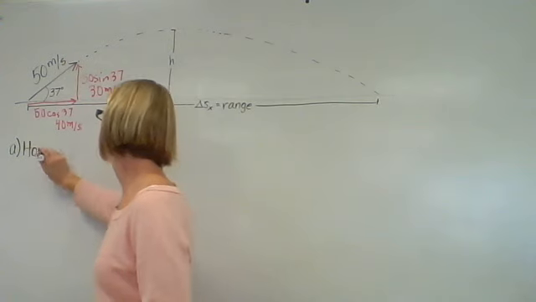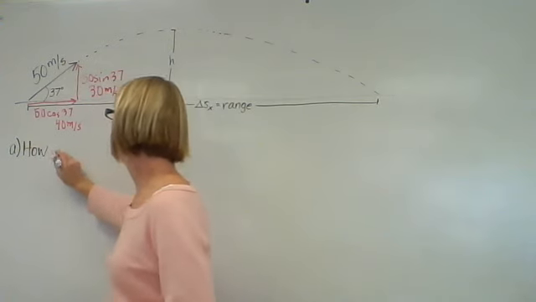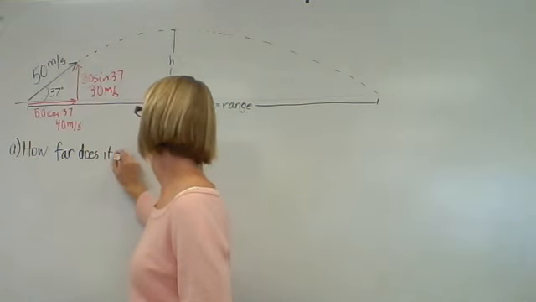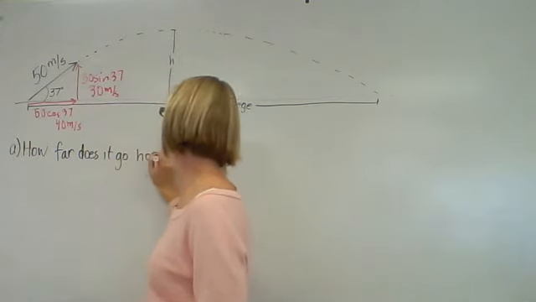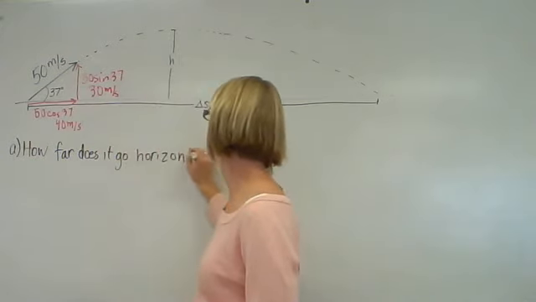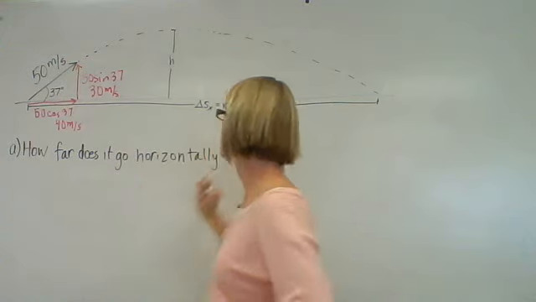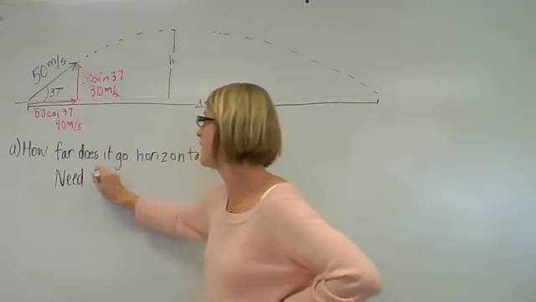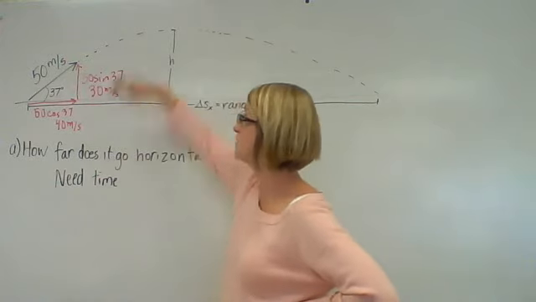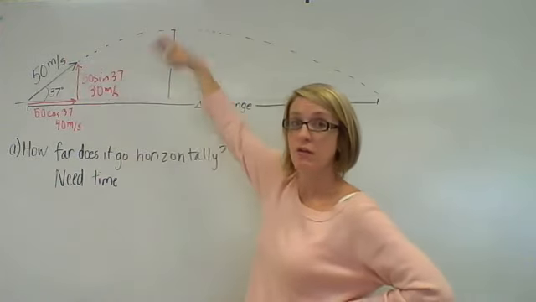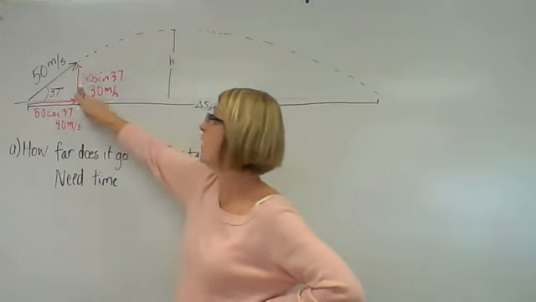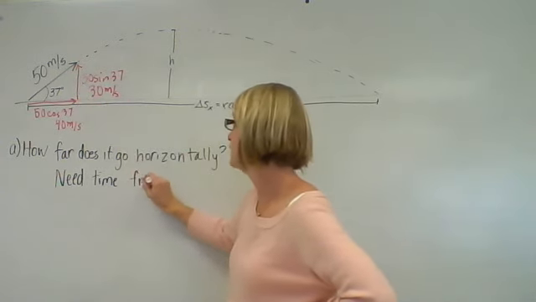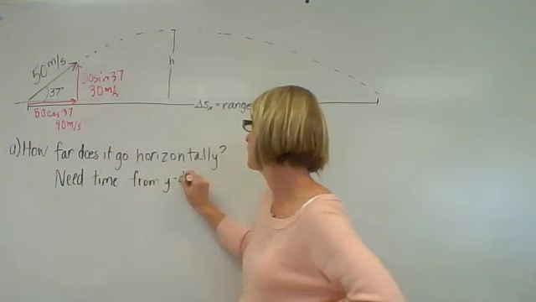So B is how far does it go in the x direction, horizontally? And to do that, we need to know time. But the time doesn't depend on the x direction. The time depends on how long it's in the air. How long it's in the air comes from the y direction. That's what we're going to be interested in. Need time, and we're going to have to get that from the y direction in this case.